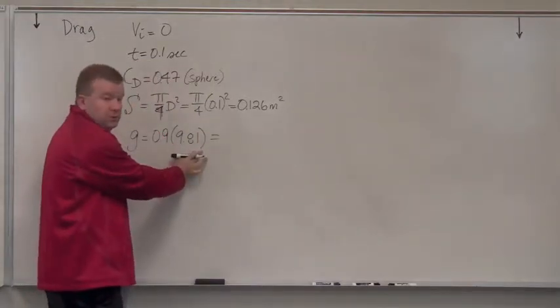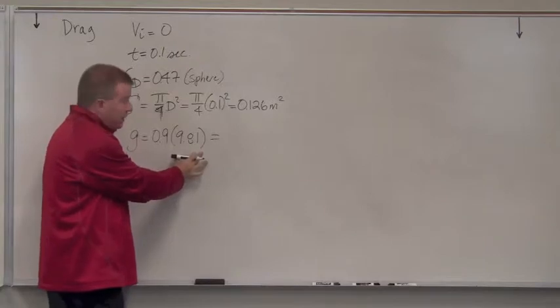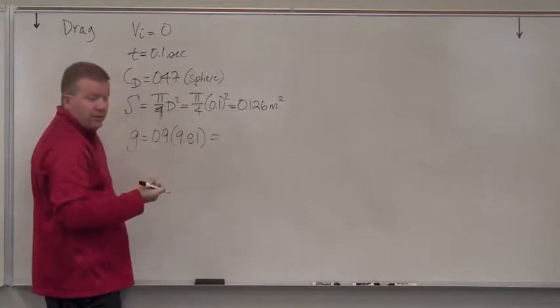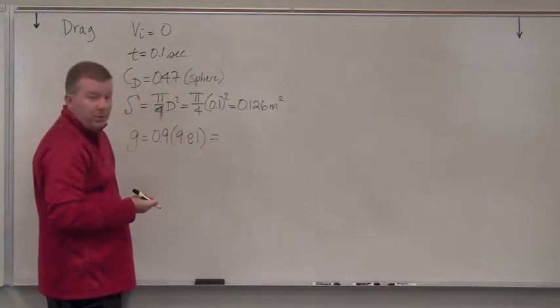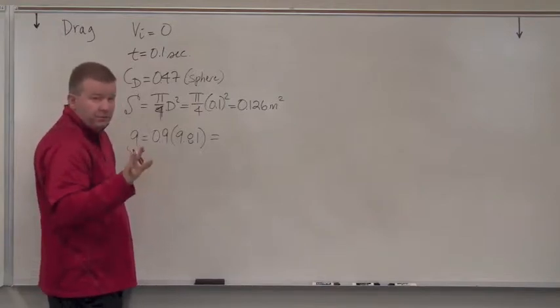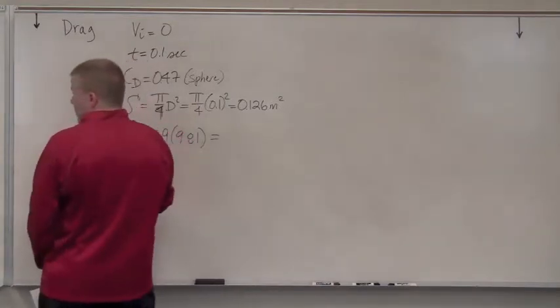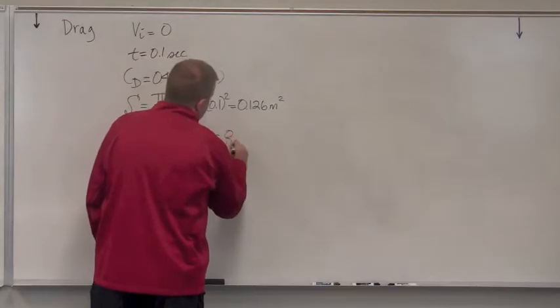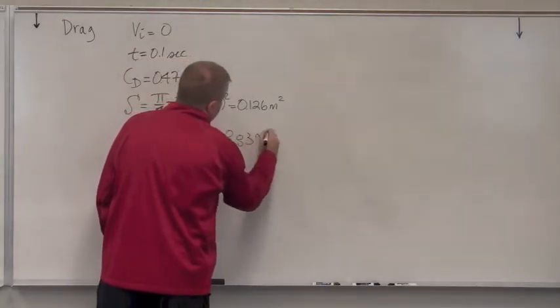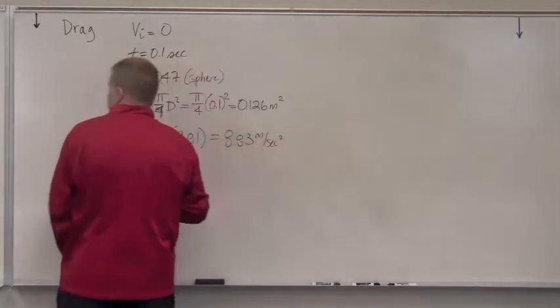Whatever g you use in physics is okay. You're going to be close. I use 9.81, but whatever you decide to do. So that was 8.83 meters per second squared.